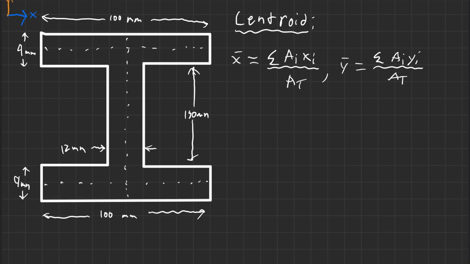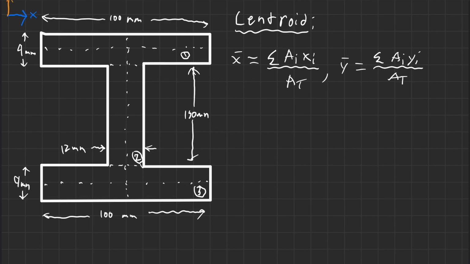And we're going to label this one as shape 1, 2, and 3. We're going to split them off here and here. So first step is calculating the area for each shape, each part.